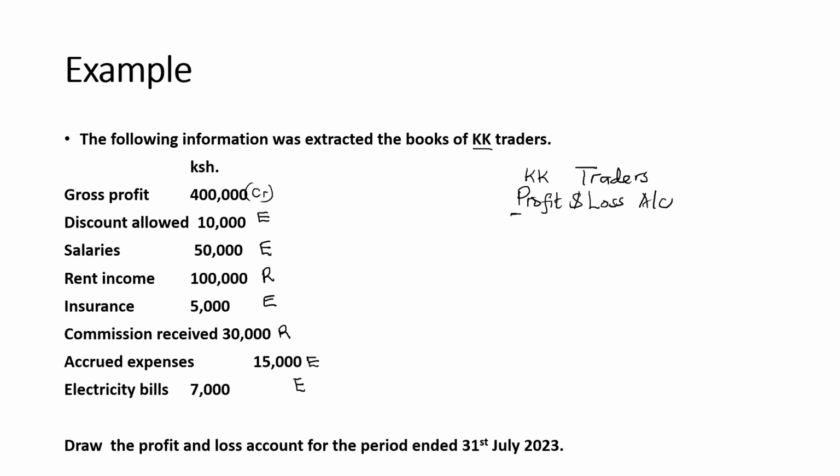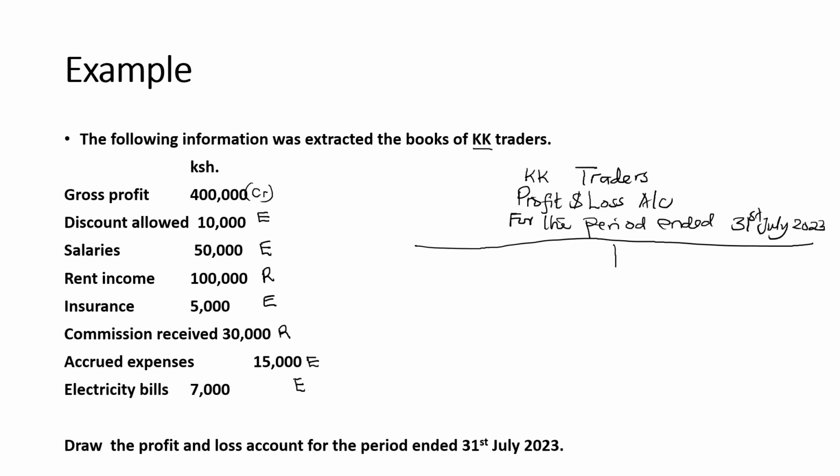for the period ended 31st of July 2023. Now this is the format. This is our format. The title format. We have the debit side and the credit side. Now we said that on the debit side we have expenses.